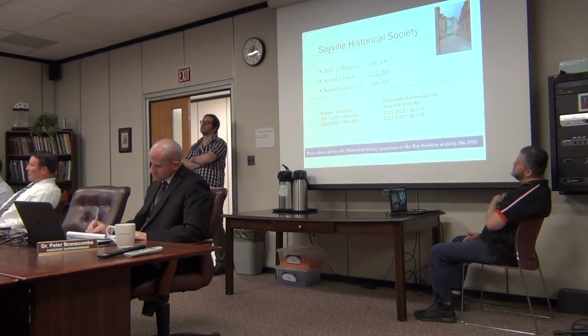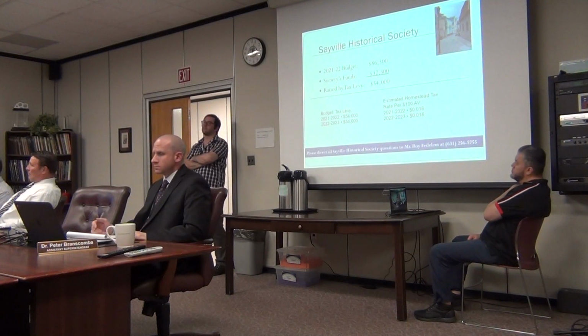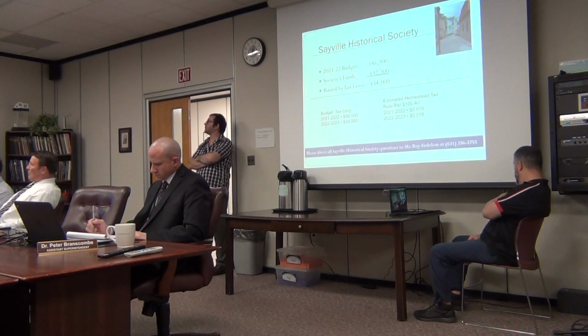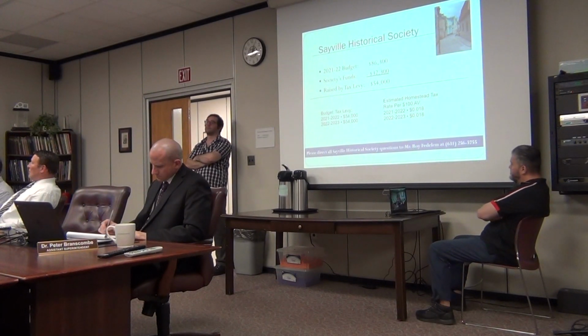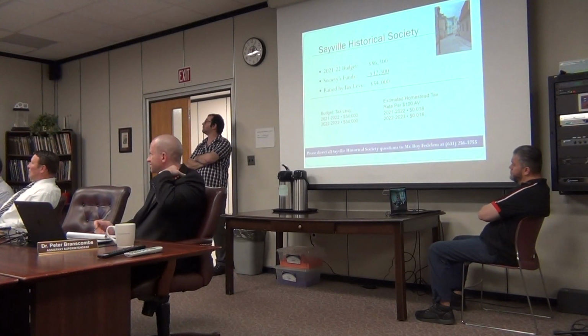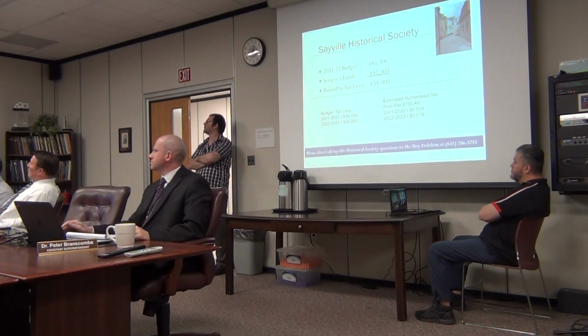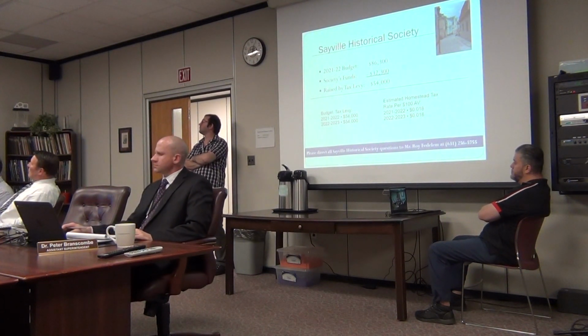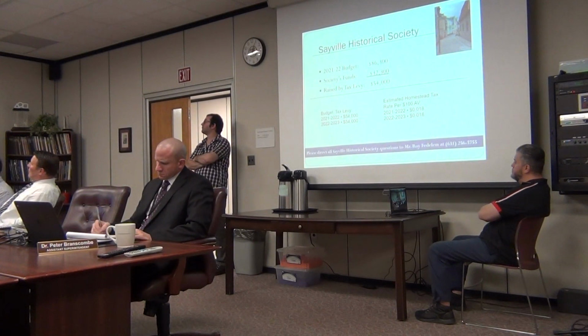I know that it is on the agenda, but I can also go over that the Sayville Historical Society 21-22 budget, that actually should read 22-23, it's unchanged from year to year, is $86,300. The society's funds are $32,300 that would go toward it, and raised by the tax levy would be $54,000. That represents a 0 increase year to year. As you see, the estimated homestead tax per 100 of assessed value.